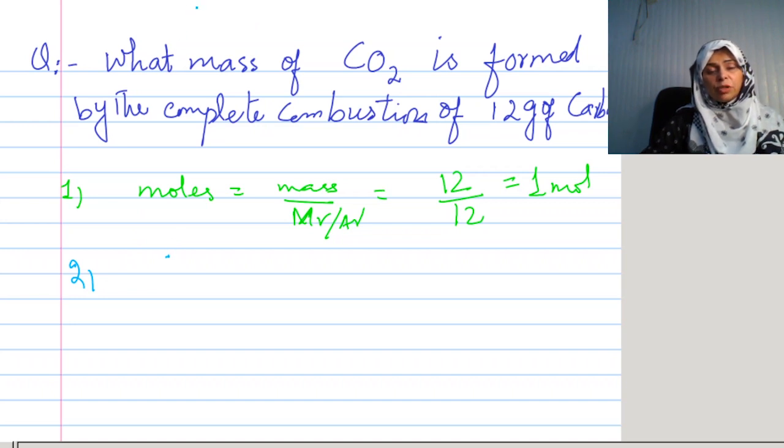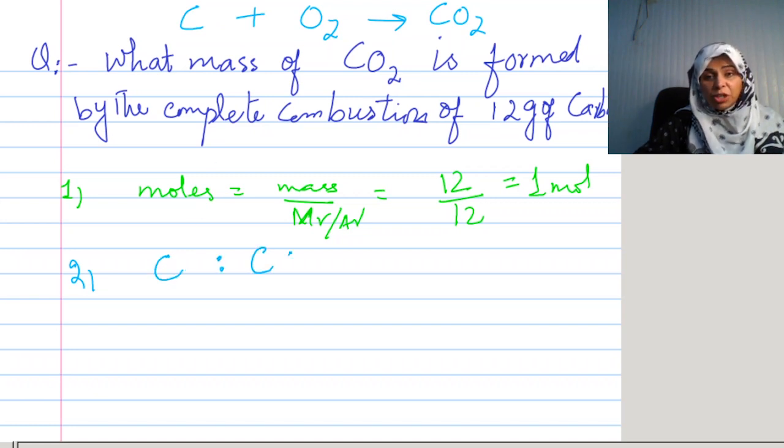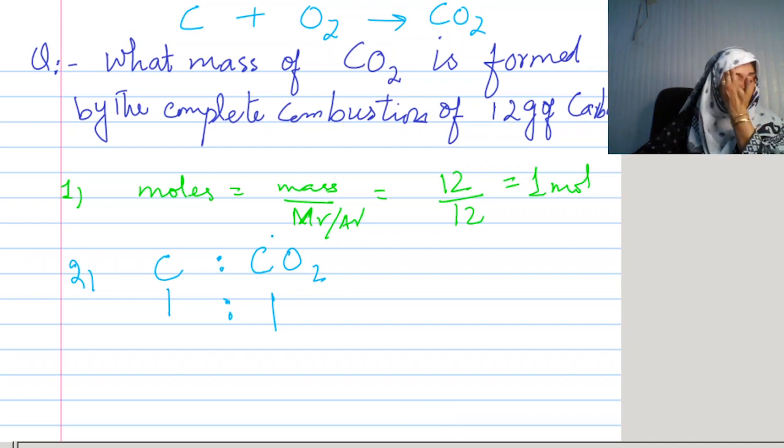For this, first of all, we have to write the equation: carbon plus oxygen gives carbon dioxide gas. So if we see, 1 mole of carbon reacts to give 1 mole of carbon dioxide. From the equation, always remember, in the ratio method we will use the moles of carbon from the equation. So 1 mole of carbon reacts to give 1 mole of carbon dioxide. Don't forget how this reaction is useful for us to calculate the moles of carbon dioxide.